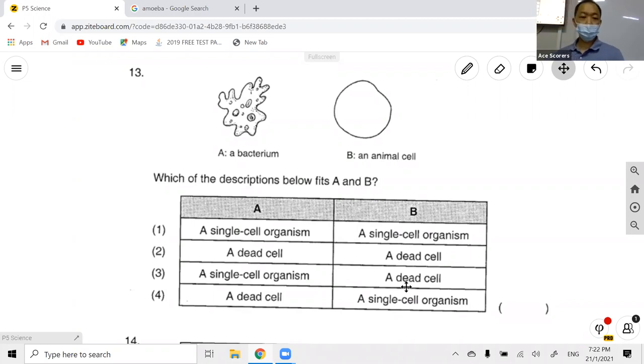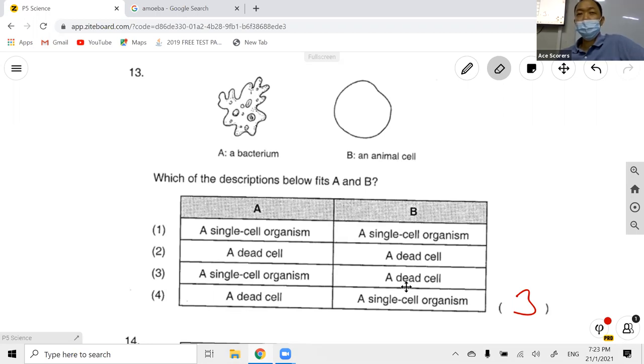With the DNA? Sure. Okay, which of the following descriptions fits A and B? So a bacterium and an animal cell. A is a single cell organism, that's correct. B is a dead cell, so that's three. It's a dead cell? Yeah. How do you know? Because there's no nucleus. Yeah, the nucleus is missing. Okay, so when the nucleus is missing, that means you cannot control a cell. Just like if you cannot control yourself, you're dead.